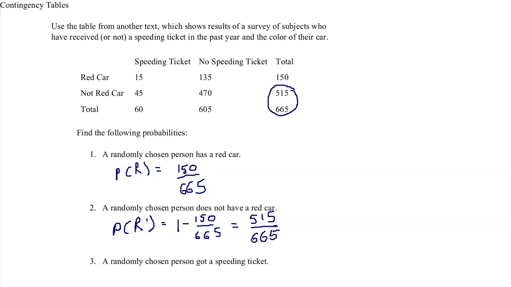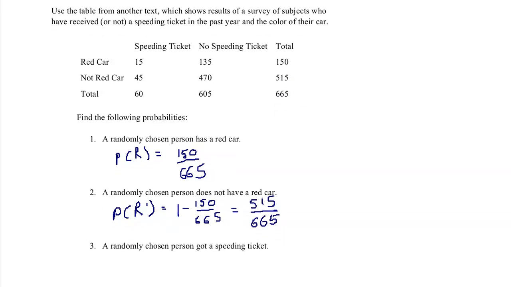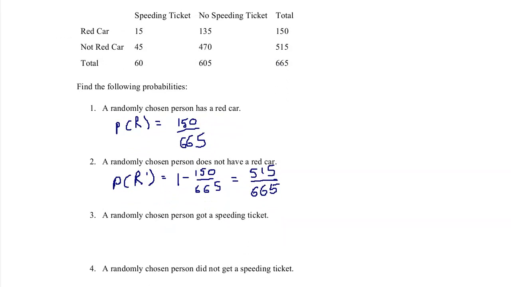Now, what's the probability that a randomly chosen person got a speeding ticket? So again, we're going to look at our table and say, all right, how many randomly chosen people do we have? 665. So the probability the randomly chosen person got a speeding ticket is still going to be out of that 665. And we look at our table and say, 60 of these people got speeding tickets. So there's our probability that a randomly chosen person got a speeding ticket.